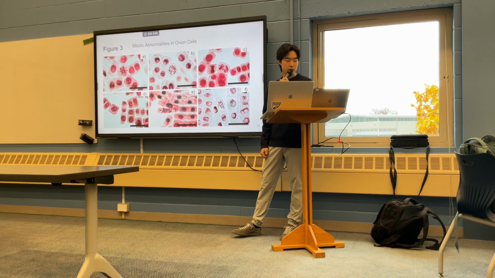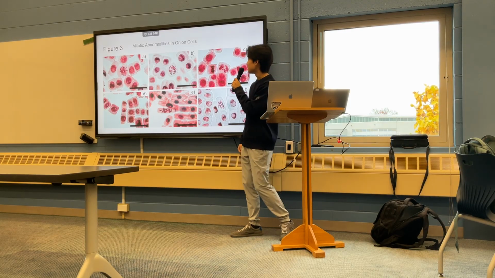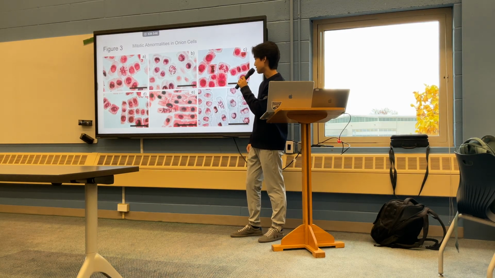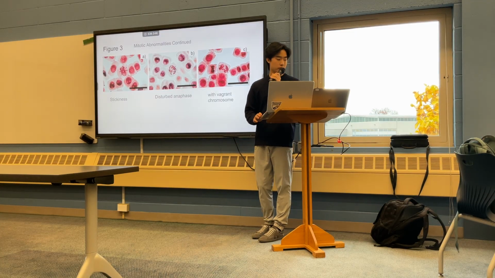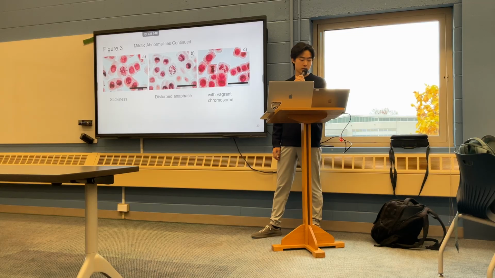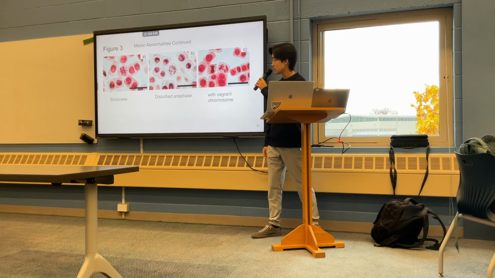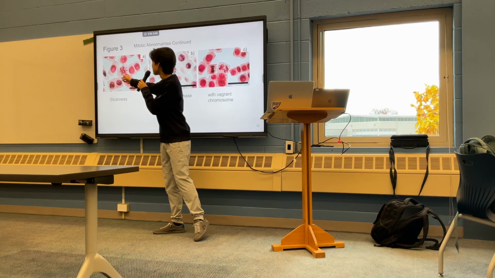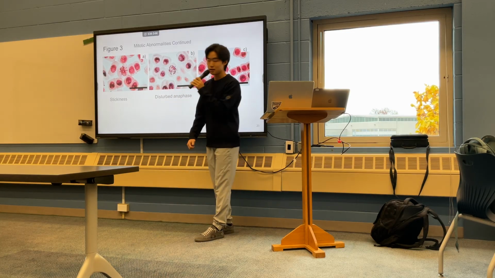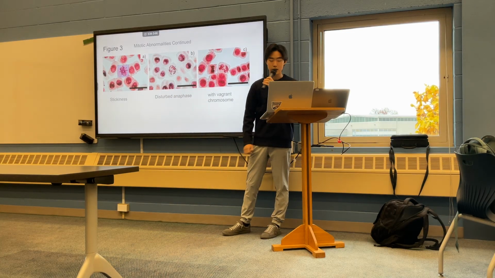And in figure 3, they basically help visualize the abnormalities of mitosis in onion cells. So what they observed in figure 3A is chromosome stickiness, as you can see by the chromosomes being relatively clumped and entangled together in the blue box.